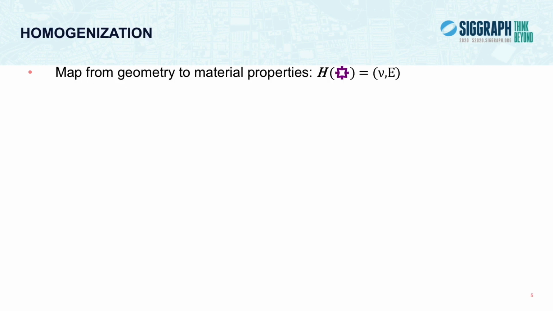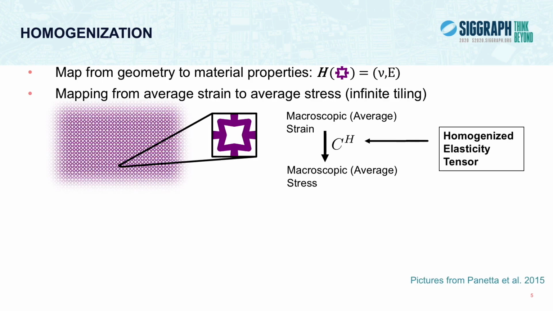Many details in our method are based on the idea of homogenization. In a nutshell, homogenization is a map from a periodic microstructure geometry to material properties. Imagine you have an infinite tiling of a microstructure. Seen from a far distance, you will see the materials homogeneous. Then, for a given point, we say that the homogenized elasticity tensor near this point maps the strain to stress of this homogeneous material. We refer to these stresses and strains as macroscopic.